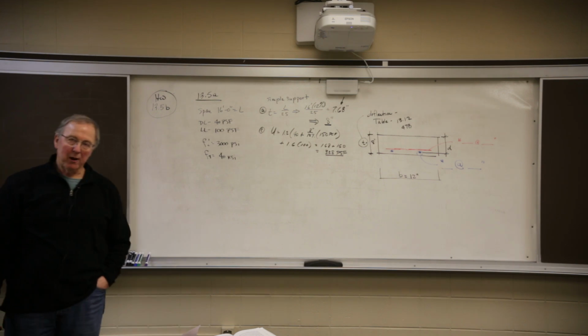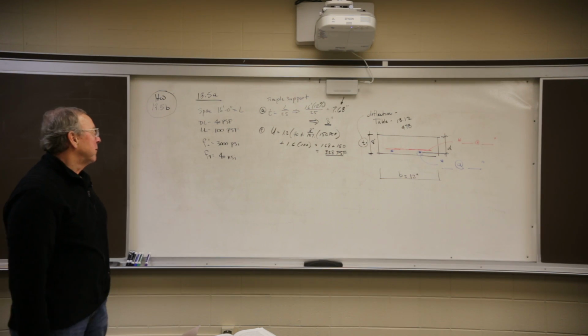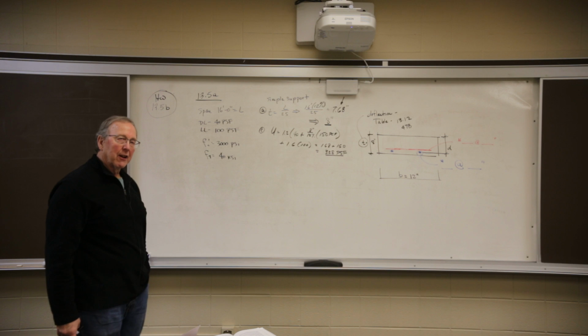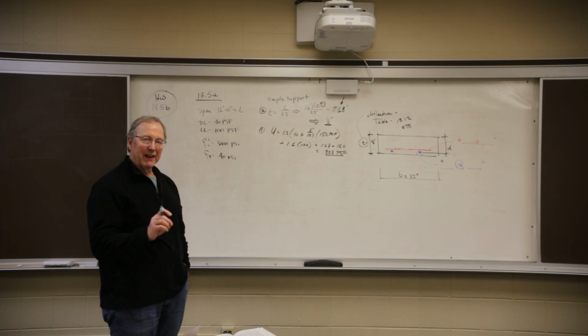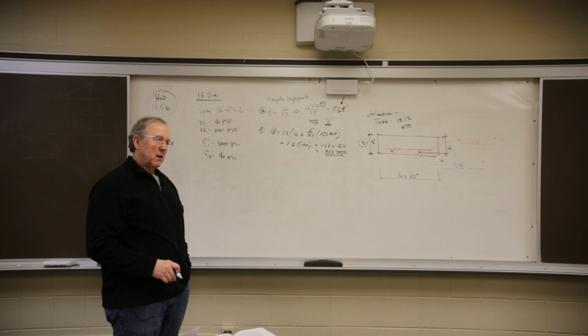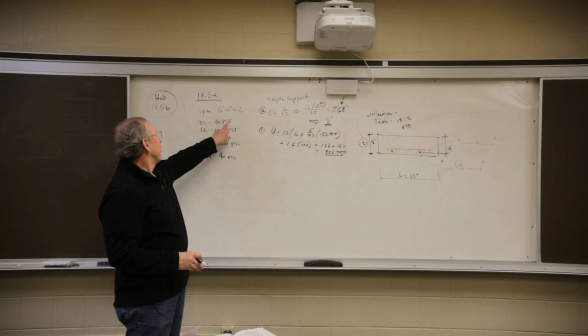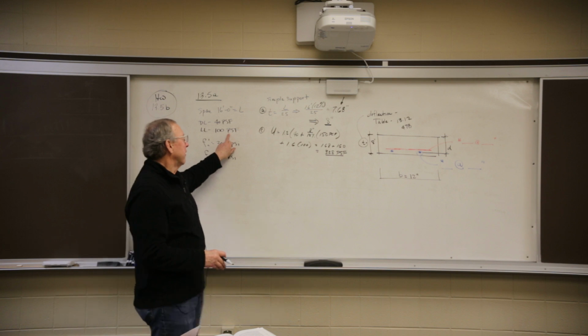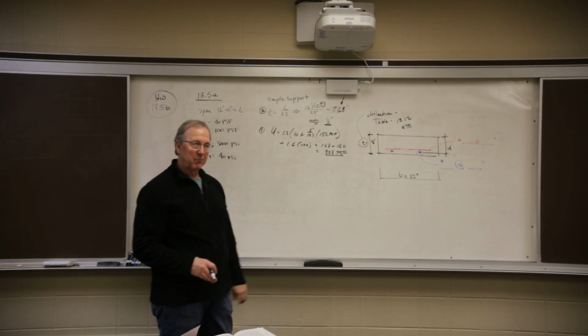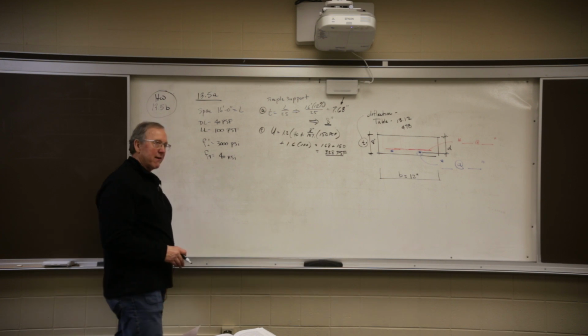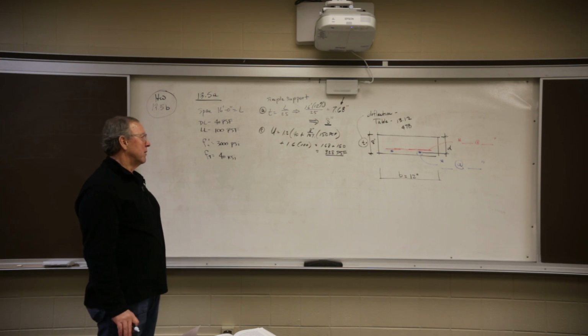Now, we've got a problem. The problem is I told you that little w, its units are always pounds per lineal foot. If you look at this, it comes out pounds per square foot. Feet times this, pounds per square foot. Okay, can't have it. So what do I do?